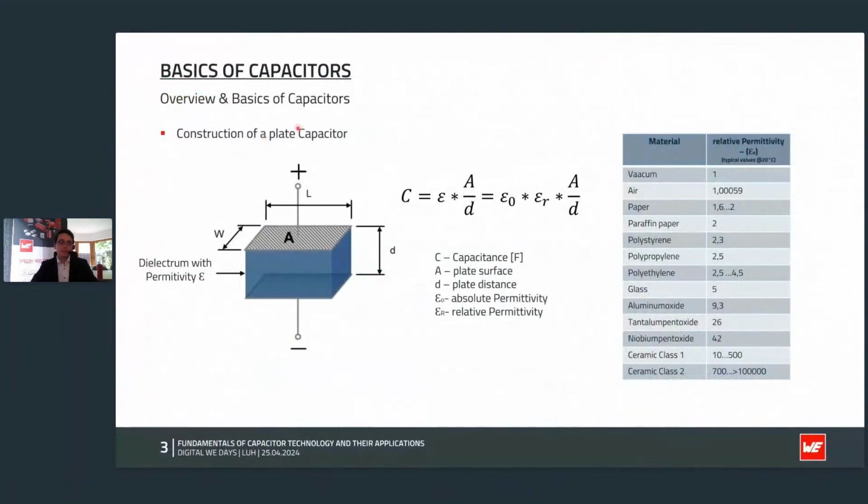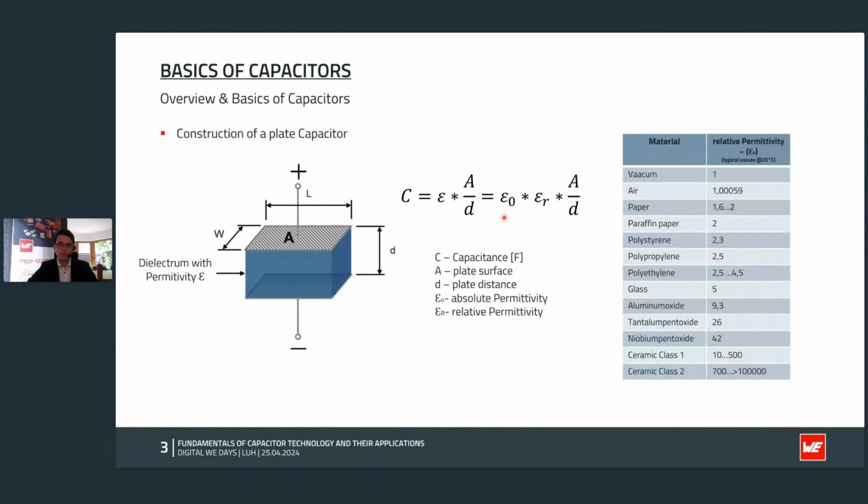So let's talk a little bit more detailed about the basics of the capacitor. Let's talk about the parallel plate capacitor, as you may know. Normally the parallel plate capacitor is based on two plates, and in between we have some dielectric material. If you want to calculate the capacitance of this capacitor, you have to multiply the permittivity by the surface divided by the distance of the plates. And if you cannot change the surface and the distance of the plates, then you can change the epsilon r, which is shown on the right hand side.